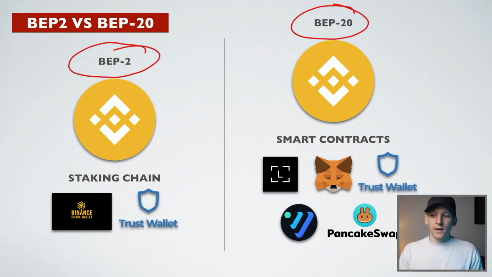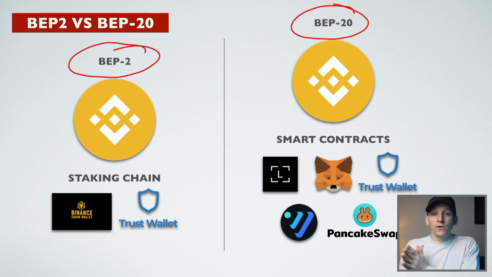BEP2, the Beacon Chain, is a chain for staking. If you simply want to buy BNB coin and stake it as an investment, then you want to be using this chain right here, and you can stake it on the blockchain. You can choose a validator, stake it, receive the staking rewards, but you can't do anything else with it. You just lock it up on that chain. So if you want to do that, you have to use the BEP2 Beacon Chain, which we'll go through how to do.